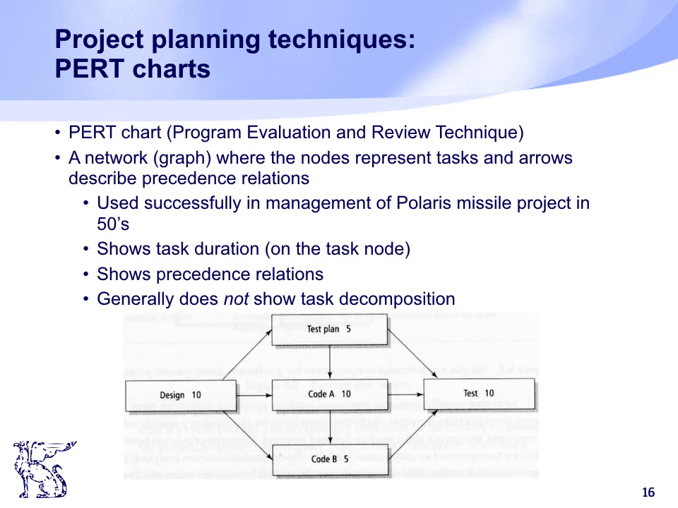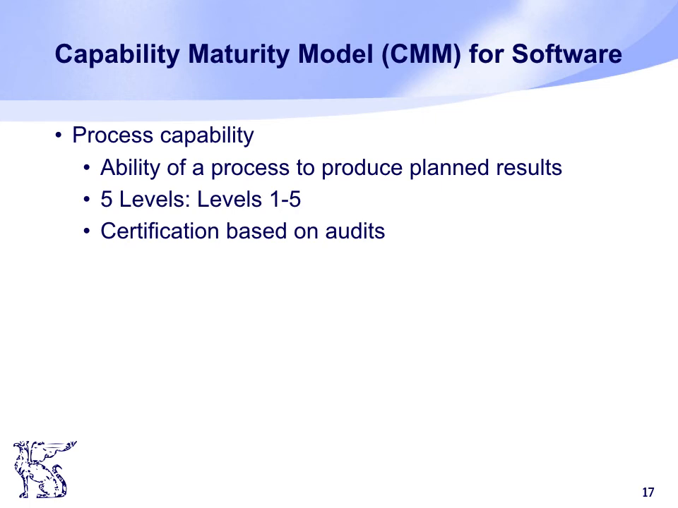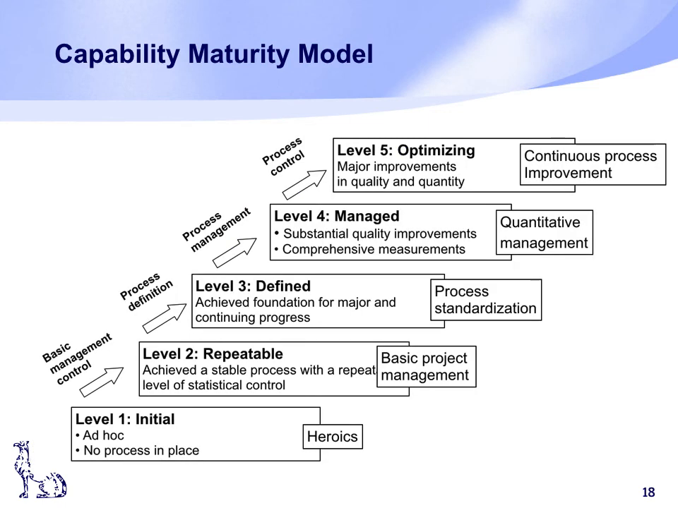Okay, so now we will talk about a maturity model, that is the capability maturity model for software. So the capability maturity model is a methodology used to develop and refine an organization's software development process. The model describes a 5-level evolutionary path of increasingly organized and systematically more mature processes. So there are 5 levels: level 1 to 5. This is the capability maturity model.